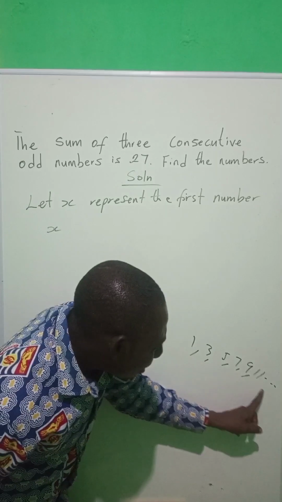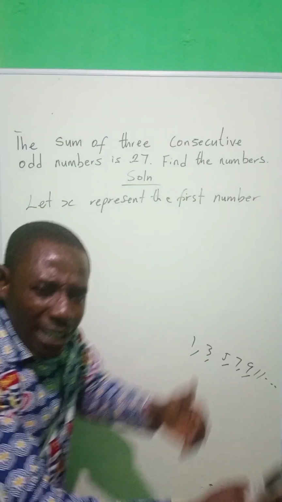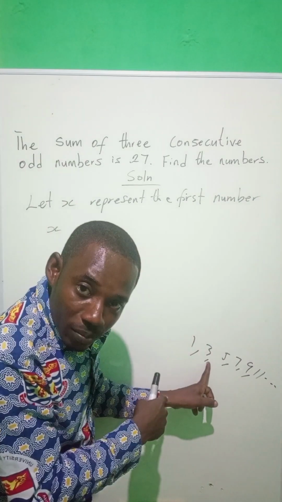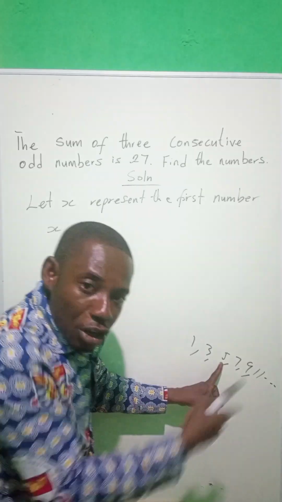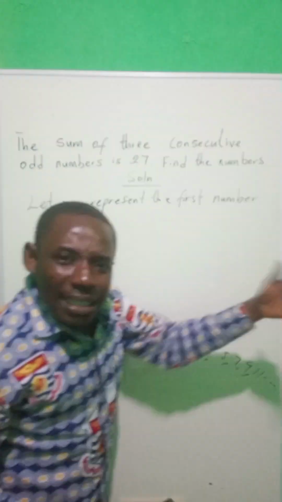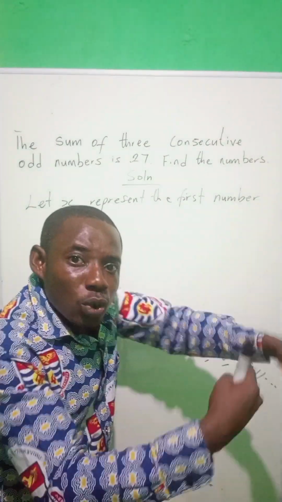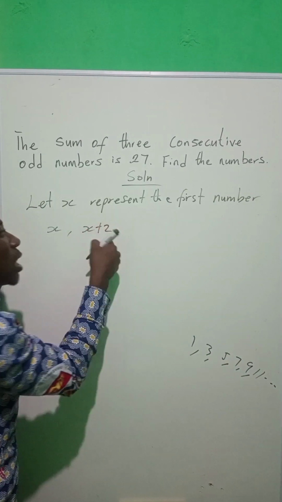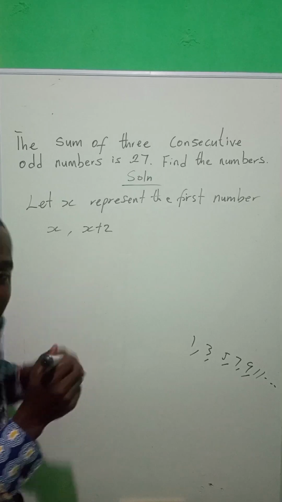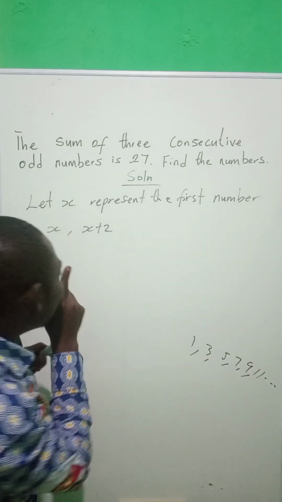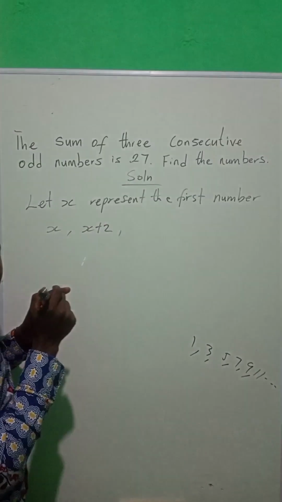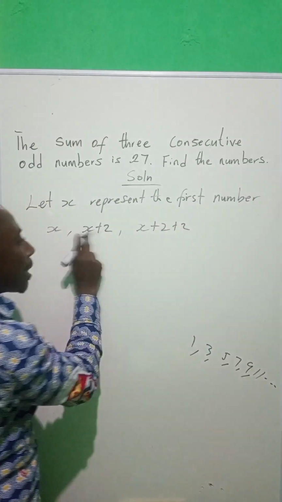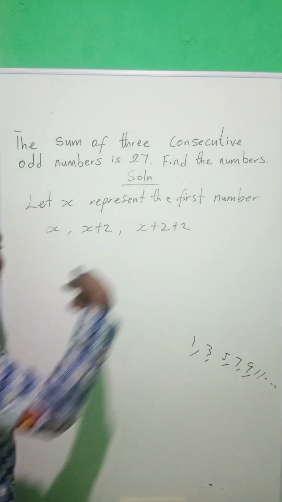As we look at the odd numbers and the trend, we realize that it's just adding 2, 2, 2. If you have 1, you add 2, you get 3. If you have 3, you add 2, you have 5. If you have 5, you add 2. Their common difference is 2. So the second number is x plus 2. If we add 2 to the first number, we get the second number. Then the third number, you add 2 to the second number, so we have x plus 2 plus 2. This x plus 2 is from the second number; we are only adding another 2.